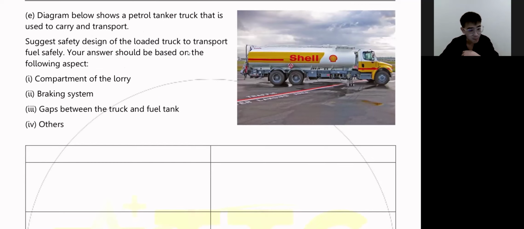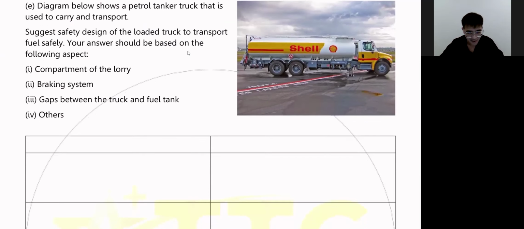Okay, this one, transport oil. The question wants you to suggest a safety design of the loaded truck to transport fuel safely. Your answer should be based on the following aspects. The question only gives you four aspects. Let us read one by one.